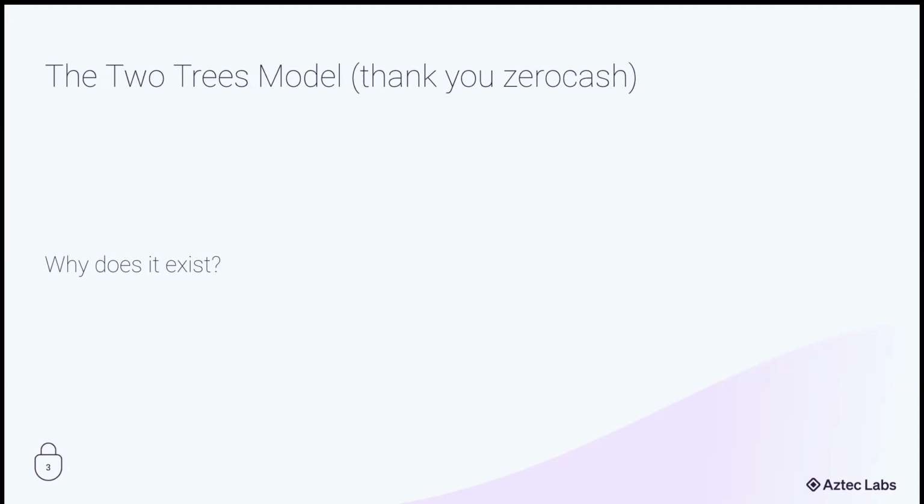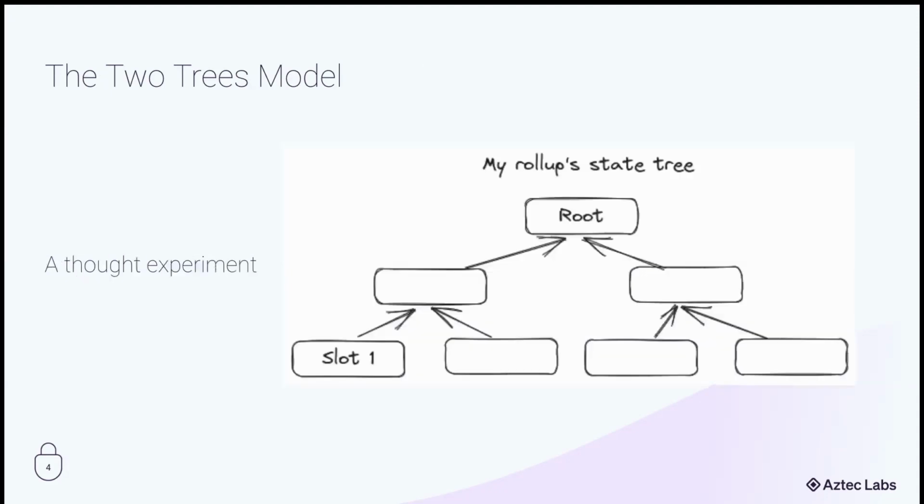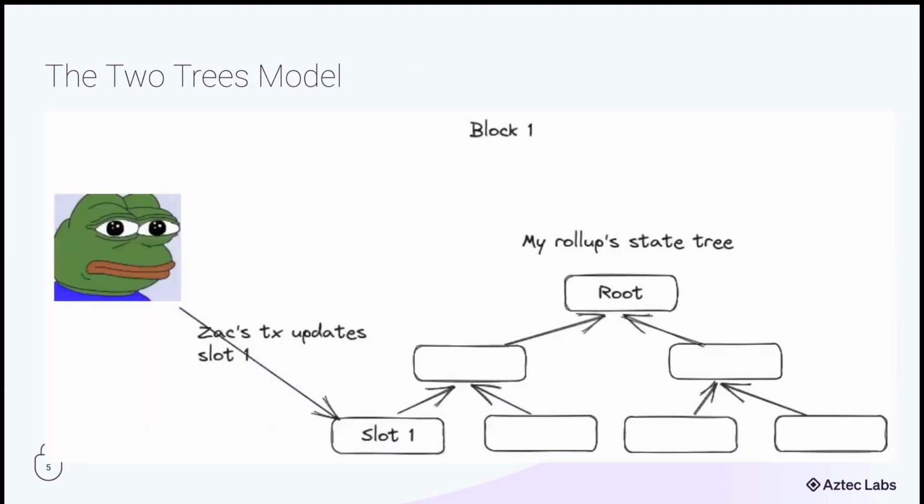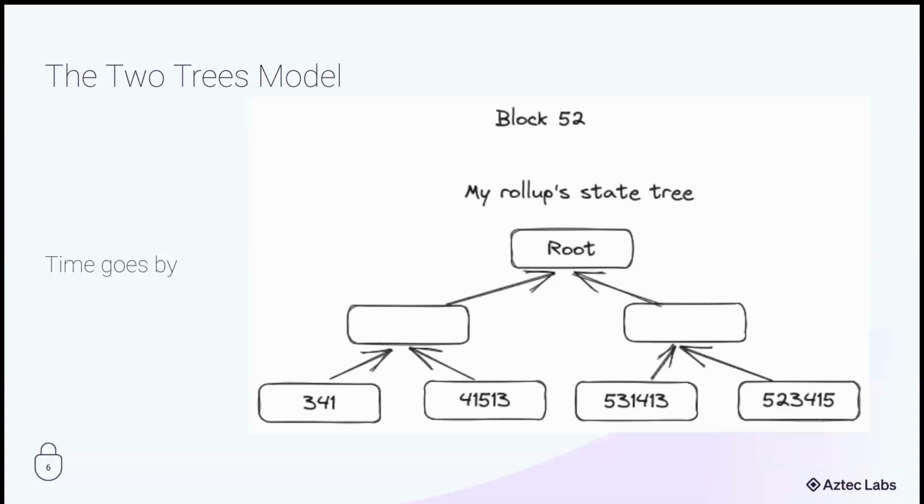So we'll be looking briefly at the two trees model and why it exists. This is very relevant for why we're having these trees at all. So if we take a thought experiment and say our roll-up state has a state tree where for every slot we have some value and it gets shoved through this root. If Zach makes a transaction, it updates some value in this tree. It could be a balance update, it could be whatever. So he inserts a value, we now have it in this roll-up block state tree. Time flies by, more of the state has been filled out, so there's a lot of state values at different slots.